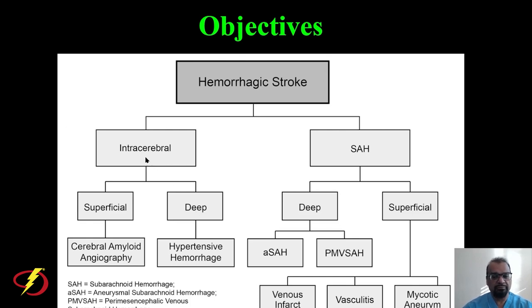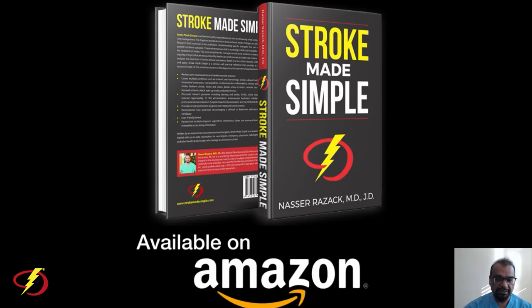So for intracerebral bleed, when it's located superficially, we're concerned about things like cerebral amyloid angiopathy. When this intracerebral bleeding occurs within deep brain tissues, we're more concerned about hypertensive hemorrhage. Now, we're going to review this completely in the lecture, so don't be too concerned about this right now. For subarachnoid hemorrhage, or bleeding covering the brain, there is a deep or central location, and things that can do that are aneurysmal subarachnoid hemorrhage and perimesencephalic venous subarachnoid hemorrhage. Subarachnoid hemorrhage can also occur superficially, and things we are concerned about for that include venous infarct, vasculitis, and mycotic aneurysms. So again, there's a lot of information, but don't worry, it's all in the book, so you don't have to take any notes, just read chapter 6 in the book.